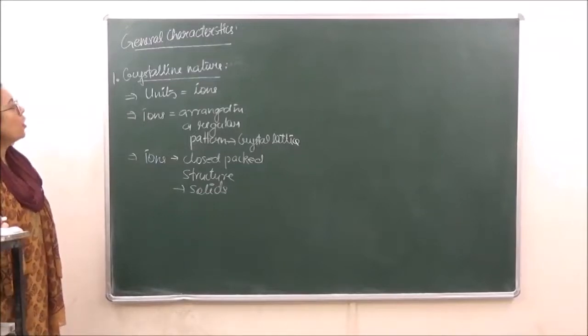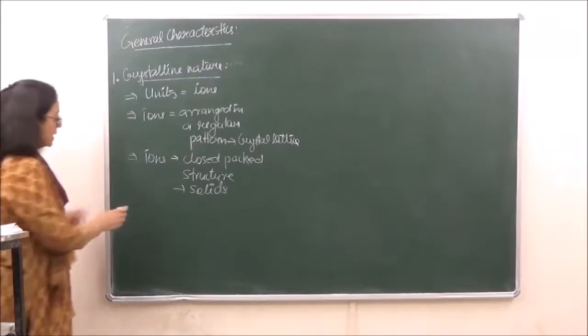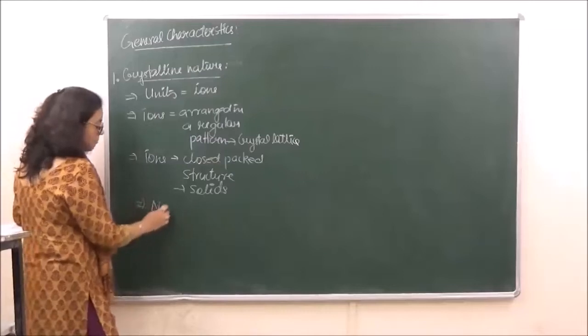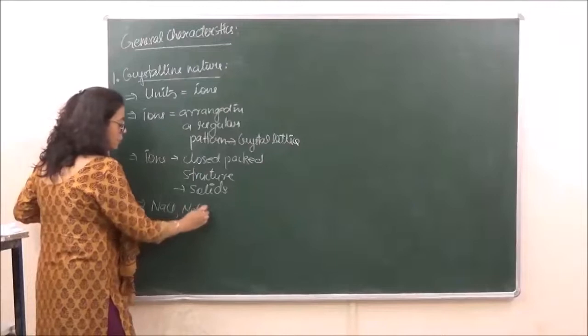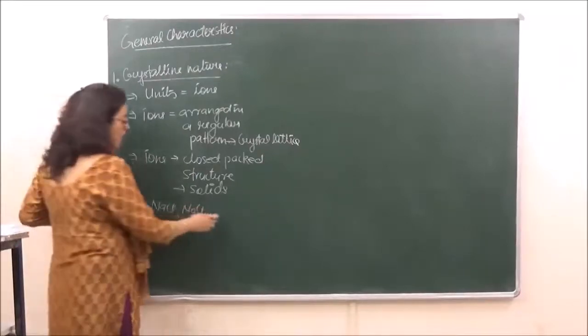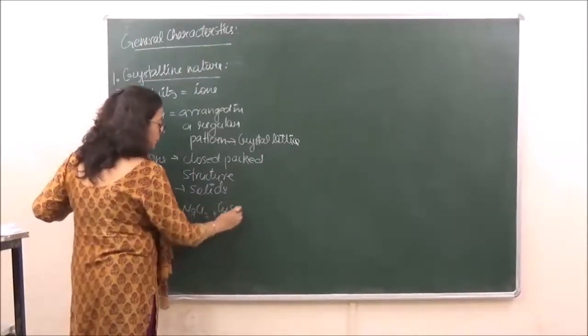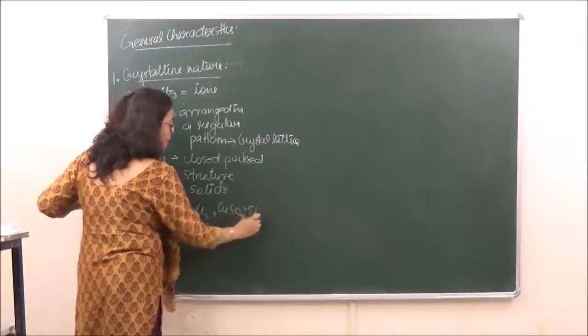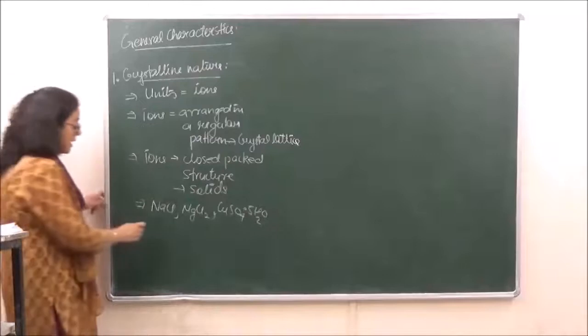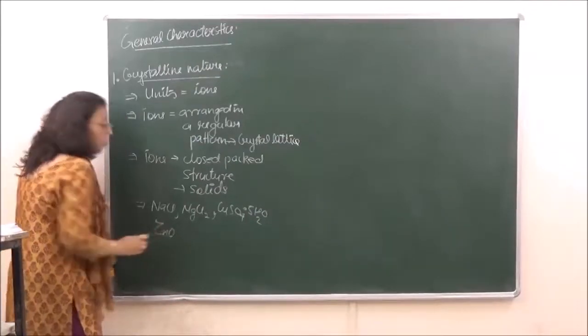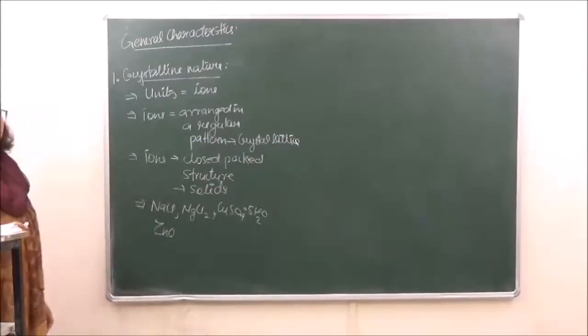Okay? So take examples of ionic compounds. For example, we have sodium chloride, magnesium chloride, copper sulfate, and zinc oxide. All of these are crystalline in nature. They all are solids, right?